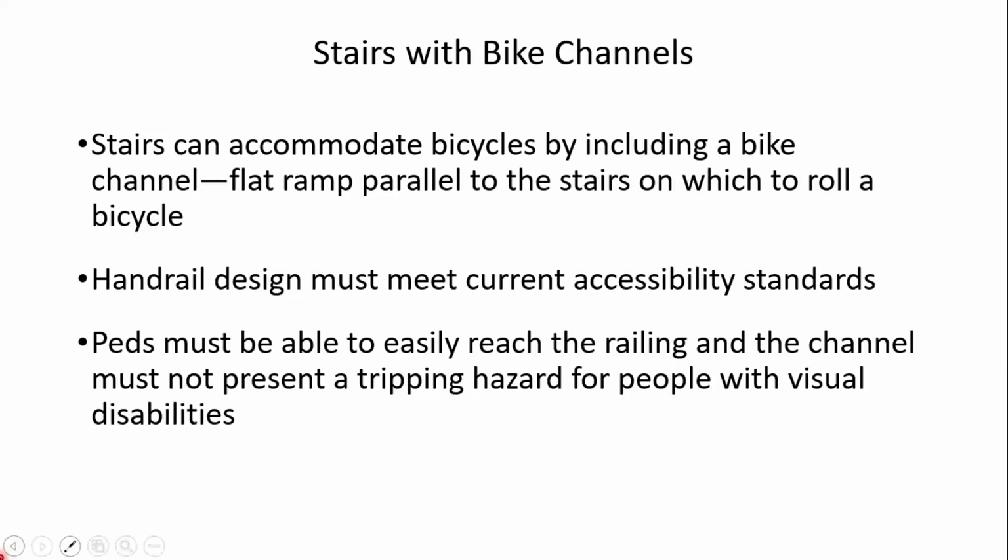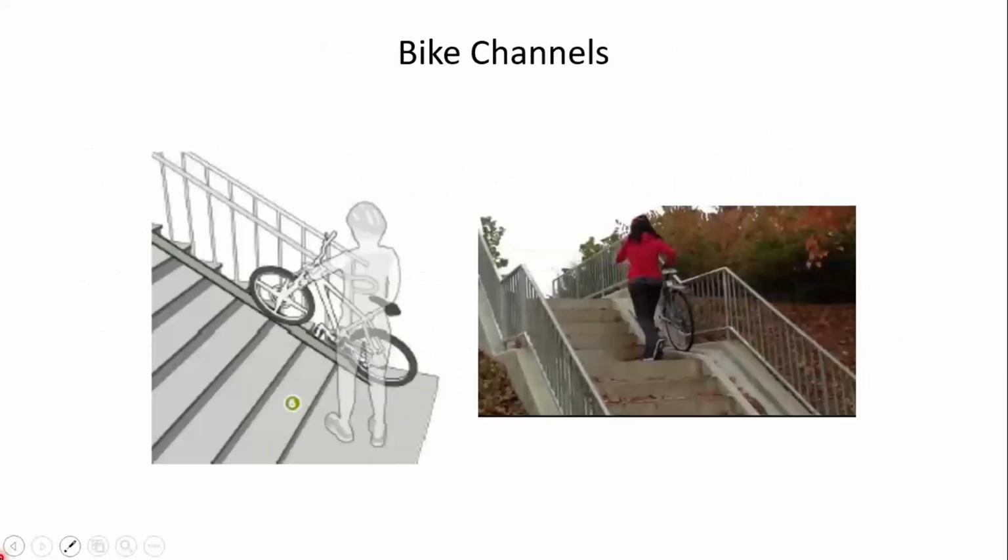Also, we've been talking about stairs, but something else that comes up is stairs where you don't have an alternate route, for say bicyclists. One way to accommodate bikes is with what are called bike channels. And here are some examples. Notice these are channels where the wheels of the bike can be moved more easily up or down the stairs. The concern with these, as this previous slide mentioned, is you don't want to create a tripping hazard for pedestrians. And also you want to make sure that the pedestrians who need it have access to handrails.